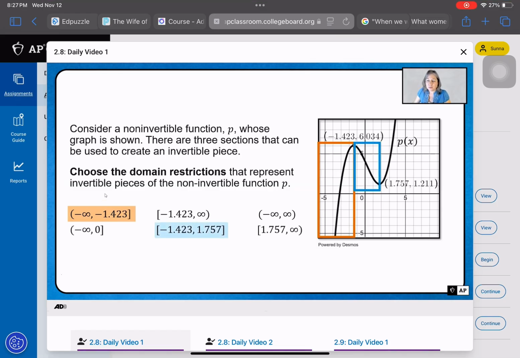We have negative 1.423 to 1.757, which is our middle section, which allows us to have an invertible section of p of x. And then we have a third section as well, from 1.757 to infinity, that allows us to have an invertible section of p of x.